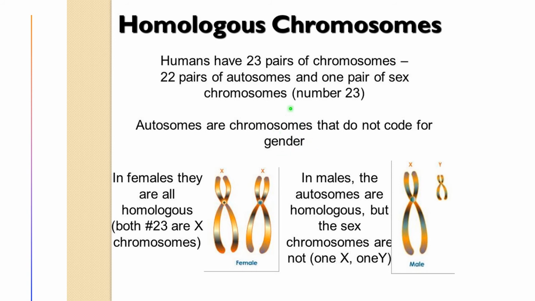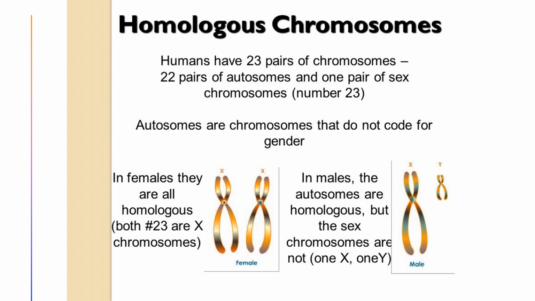The sex chromosomes are the ones which code for the gender. In females, they are all homologous because they are all X chromosomes. These are female chromosomes, both 23. In males, the autosomes are homologous, but the sex chromosomes are non-homologous because one is X and the other one is Y. X is longer, Y is shorter. That's the reason why sex chromosomes in males are not homologous.